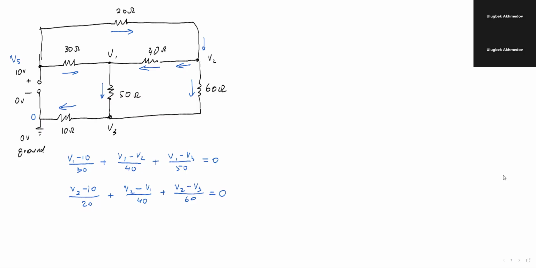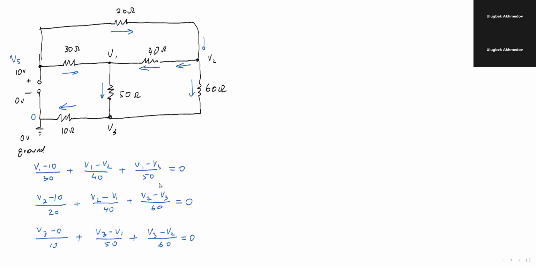And then for the point V3, we're going to have V3 minus 0, because 0 is at the ground, over 10 ohms. It's going to be current through that 10 ohm resistor. We have V3 minus V1 over 50, which is going to give us current through the 50 ohm resistor, plus V3 minus V2 over 60, the current going through the 60 ohm resistor, should all add up to 0. Okay, so we have these three equations.